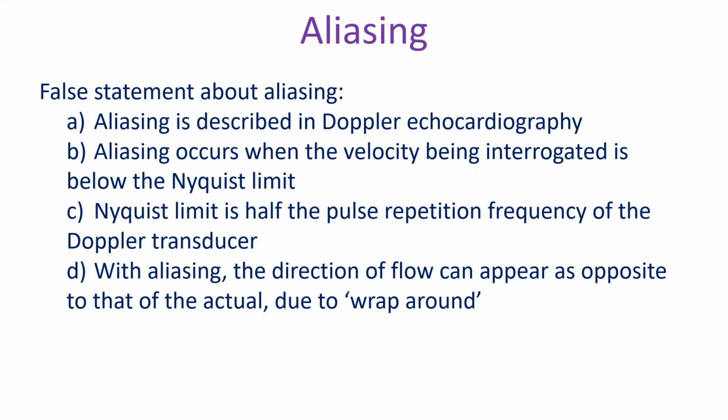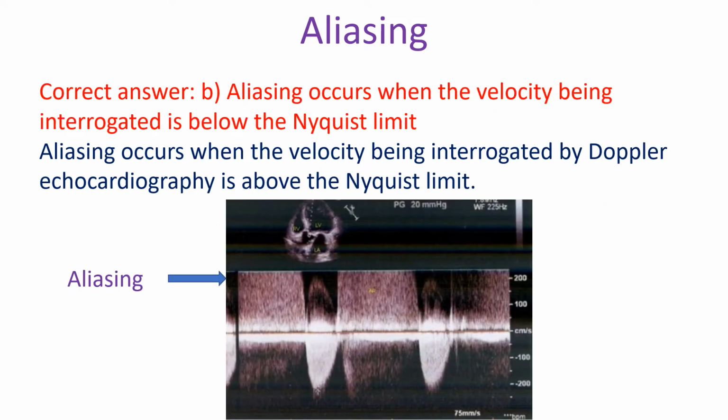False statement about aliasing. A. Aliasing is described in Doppler echocardiography. B. Aliasing occurs when the velocity being interrogated is below the Nyquist limit. C. Nyquist limit is half the pulse repetition frequency of the Doppler transducer. With aliasing, the direction of flow can appear as opposite to that of the actual due to wraparound. Correct answer B. Aliasing occurs when the velocity being interrogated is below the Nyquist limit.